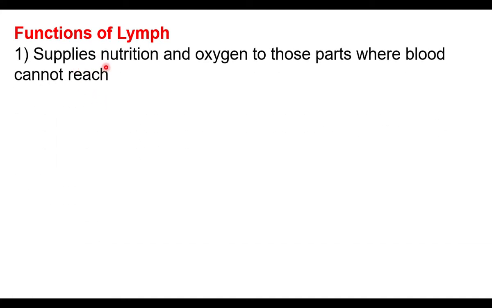Let us see the functions of lymph. Lymph supplies nutrients and oxygen to those parts where blood vessels cannot reach. Blood vessels cannot reach all the cells. In such areas, nutrients and oxygen are supplied by lymph.